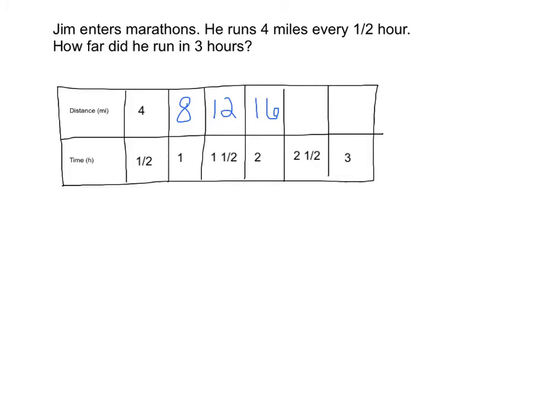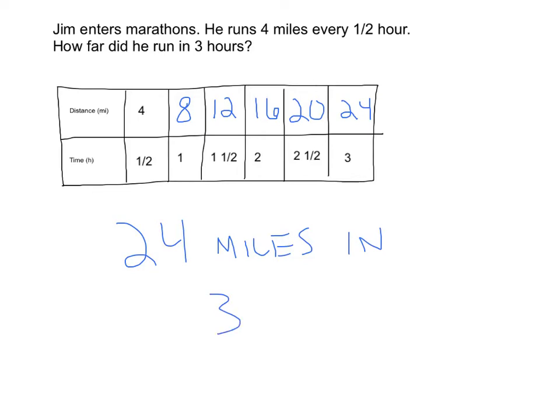Okay, so for 2.5 hours, if I want to figure out how far he's ran in 2.5 hours, I'm just going to add 4 to 16, because again I'm counting by halves. So he's ran 20 miles, and then after 3 hours, if we add 4 again, he's ran 24 miles. Okay, so to answer the question, we want to know how far Jim ran in 3 hours. We know that Jim ran 24 miles in 3 hours. Okay.